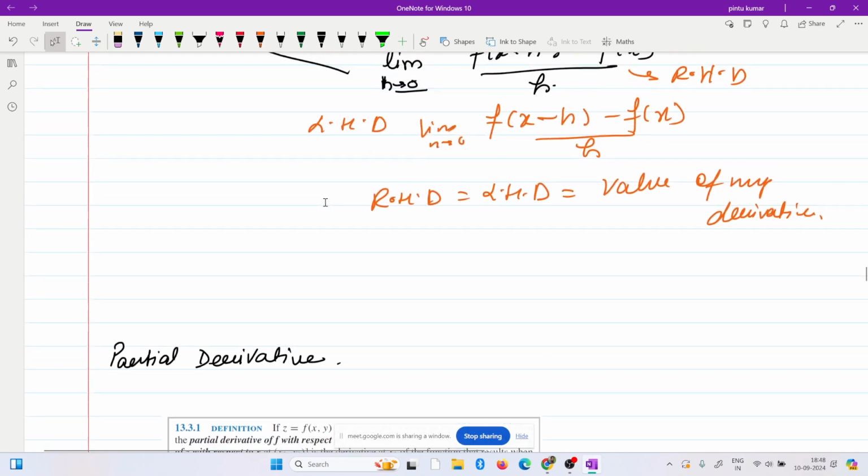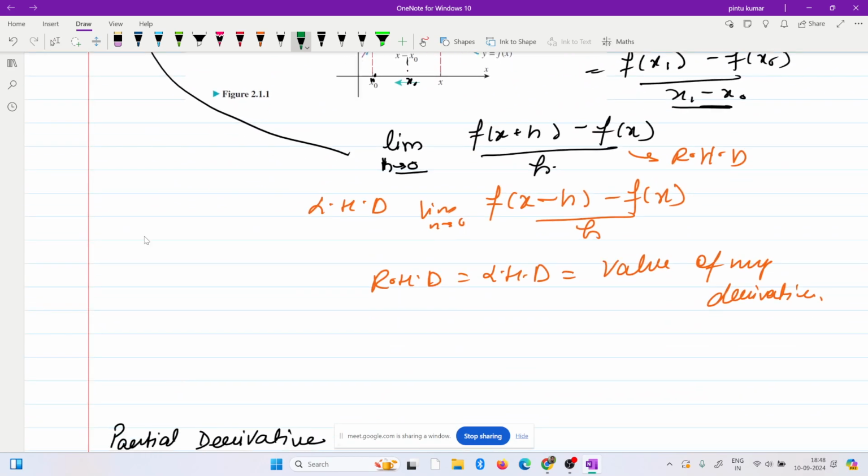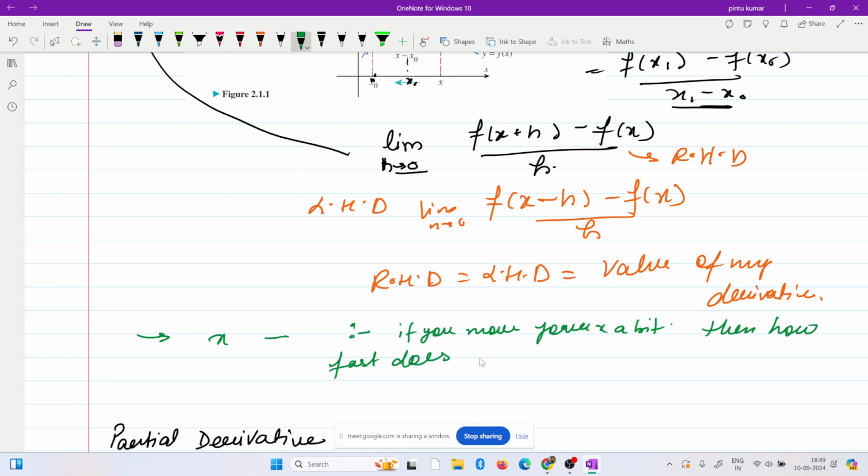Before going to partial derivative, there is one interpretation of a derivative. So let's say your derivative at some point x is something. Its interpretation is, if you move your x a bit, then how fast does your y change?